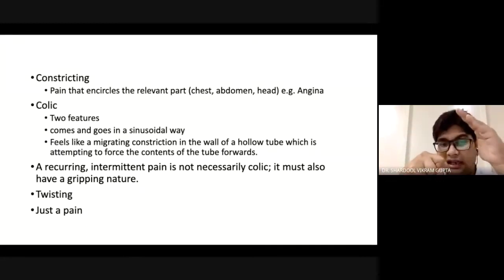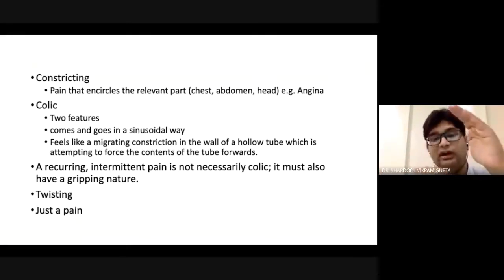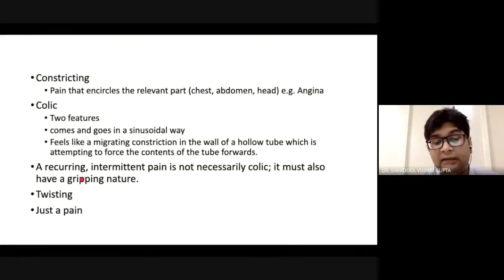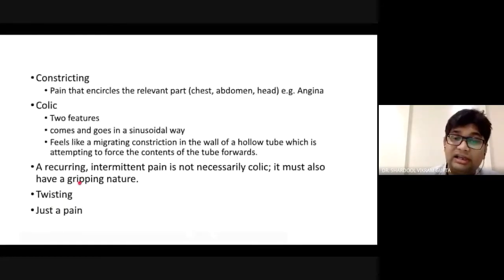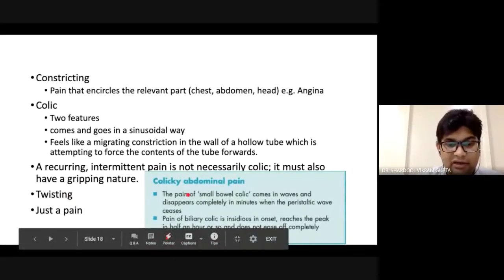And then there is ATP depletion, and smooth muscle goes into fatigue, and then it will relax, and then there will be build up of the ATP, and then it will contract again. So it will keep on increasing and decreasing in a sinusoidal way. And when there is contraction, then patient will feel that gripping nature. But remember that a recurrent intermittent pain is not necessarily a colic. It must have a gripping in nature. Other character is twisting pain or just a pain. So this is from your favorite textbook. A pain of a small bowel colic comes in waves and disappears completely in minutes when the peristaltic wave ceases.